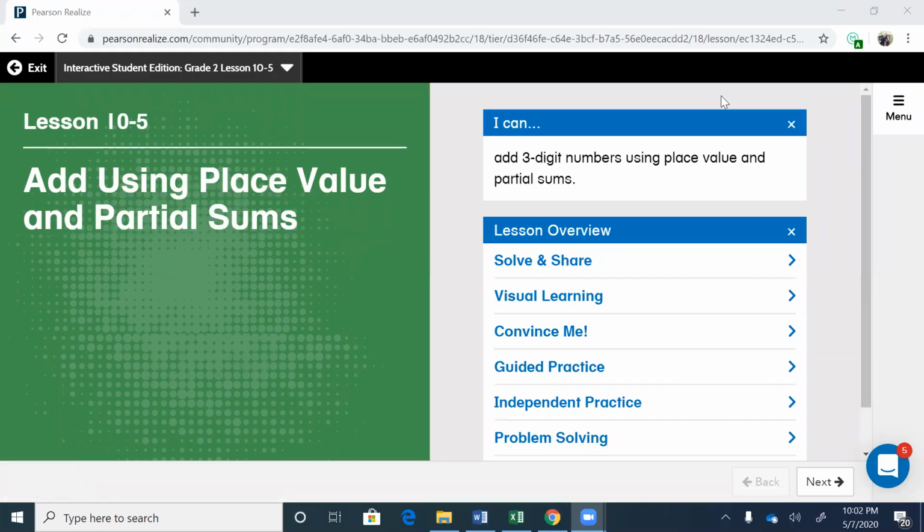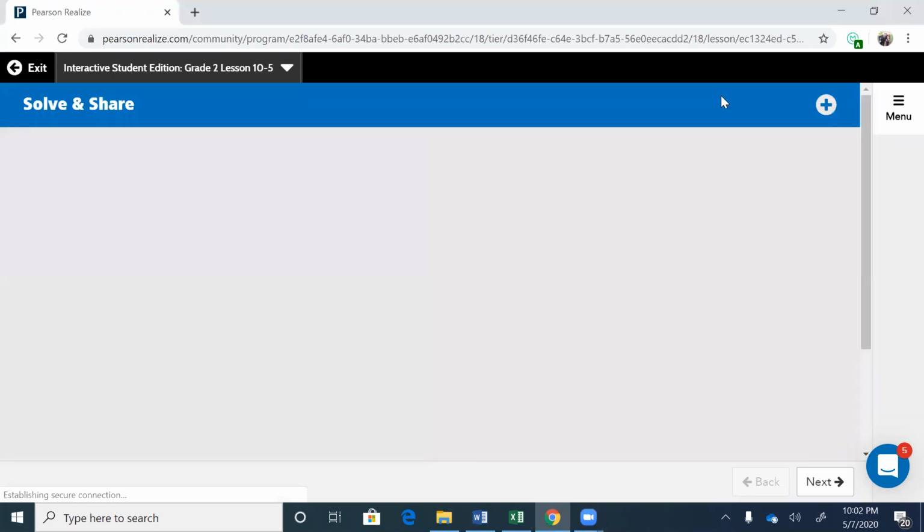Welcome back, everyone. We're going to jump into math. We're on lesson 10-5, add using place value and partial sums. Those of you that were on Zoom yesterday, we went through several of these problems, so I hope that you're starting to get it. I can add 3-digit numbers using place value and partial sums. Let's start with our solve and share.